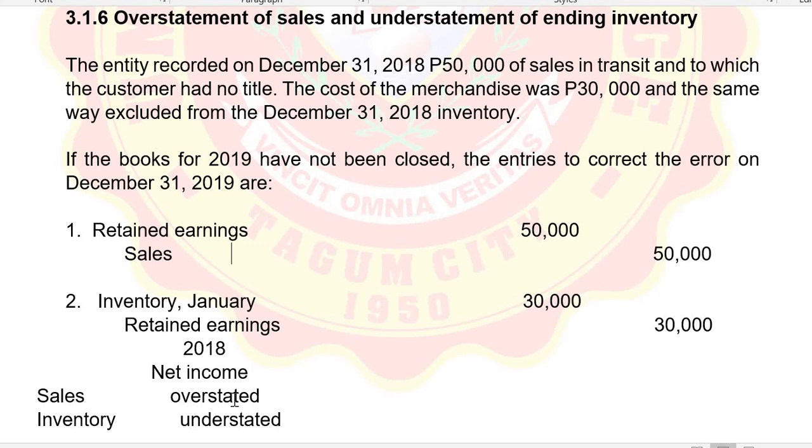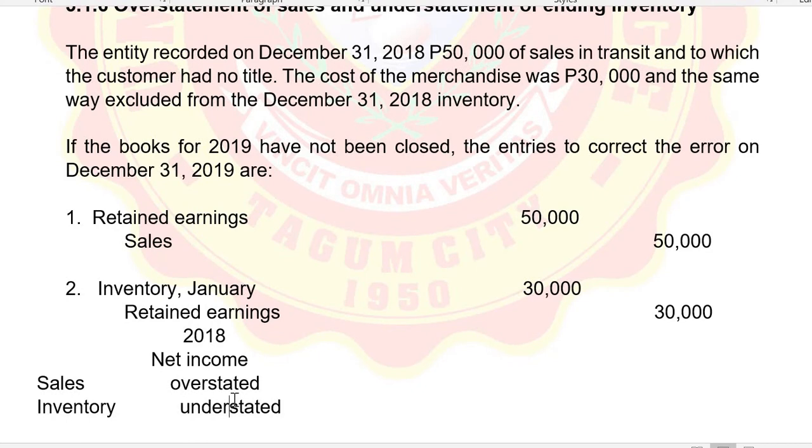Again. And for inventory naman, since understated yung inventory mo for 2018, so understated din yung beginning inventory mo. So, if 2019 books have not been closed, then therefore you recognize the 2018 error, no, in 2019 beginning inventory mo. I-adjust mo for 30,000 and credit retained earnings for 30,000 kasi 2018 net income is understated. So understated din yung retained earnings mo.